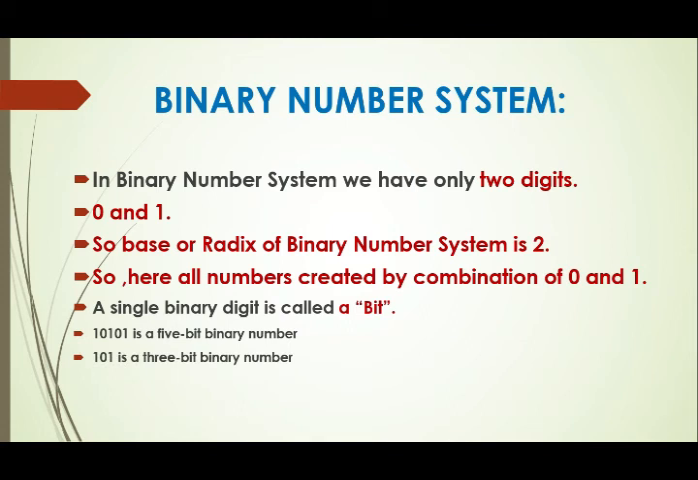So here 10101 is a 5-bit binary number. 101 is a 3-bit binary number. 100001 is a 6-bit binary number.